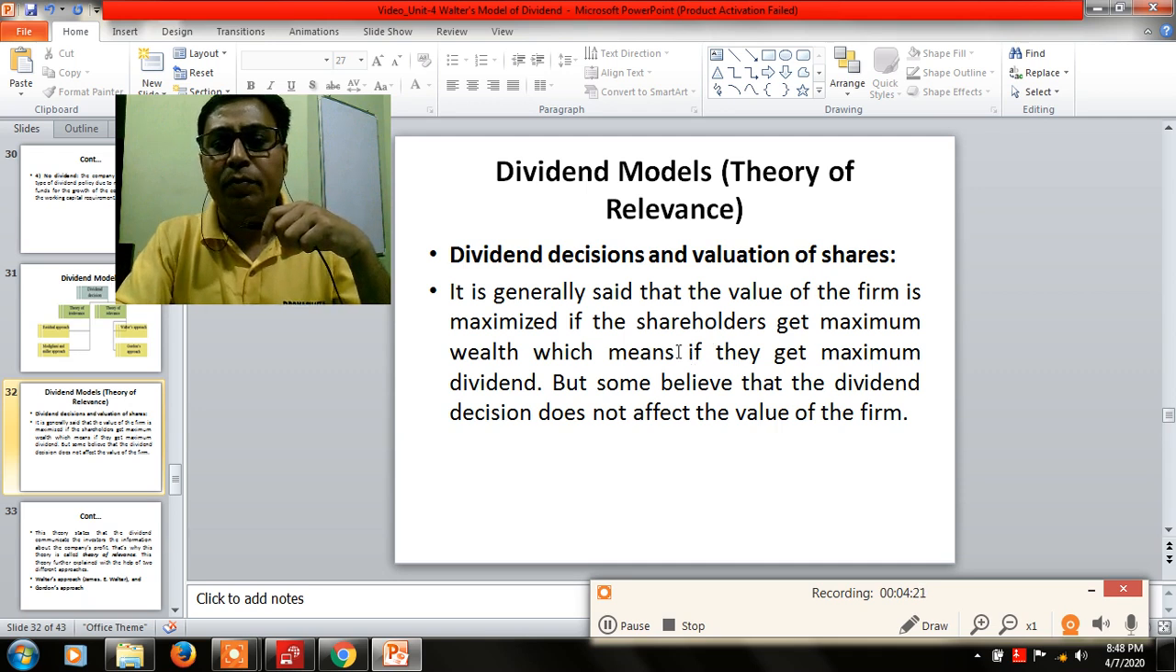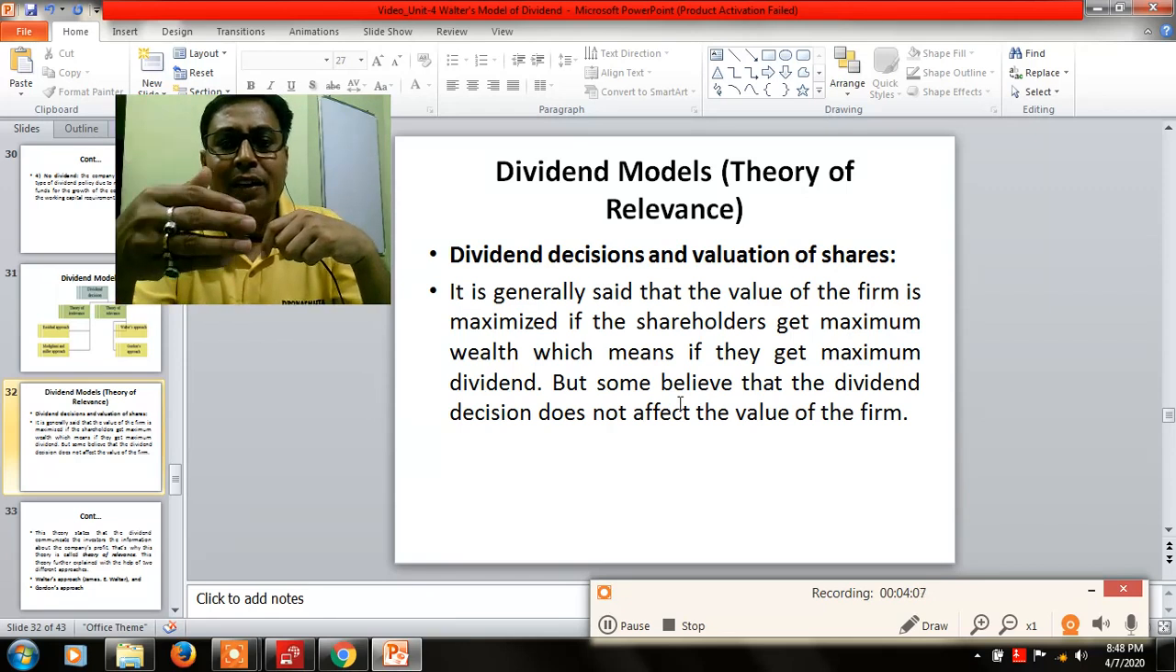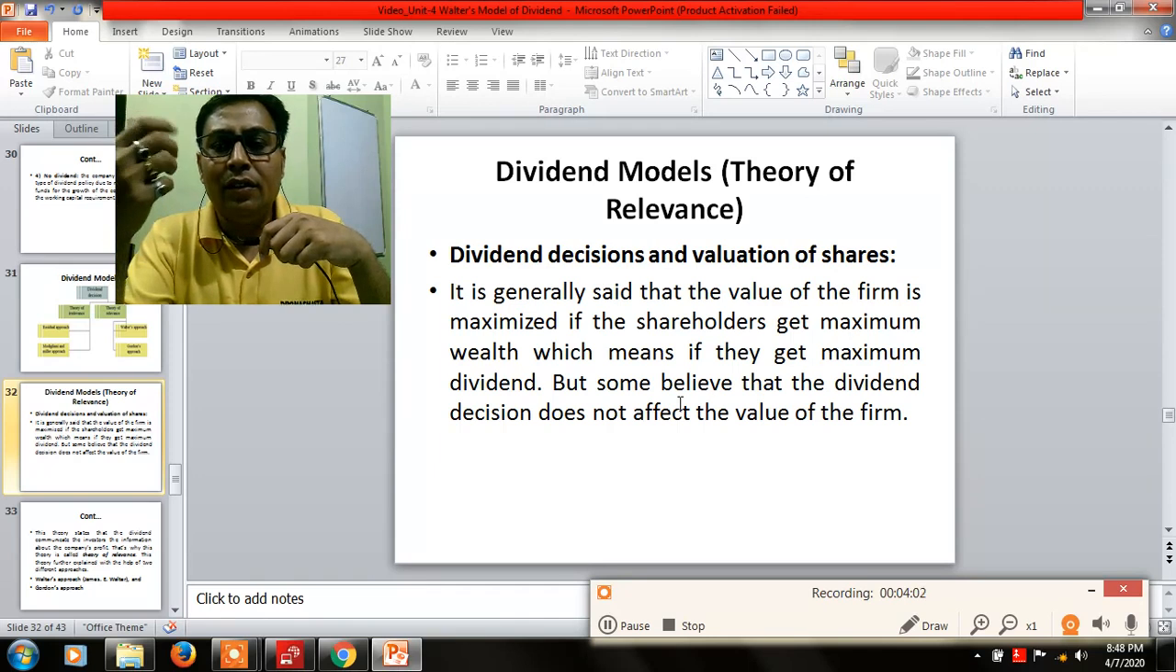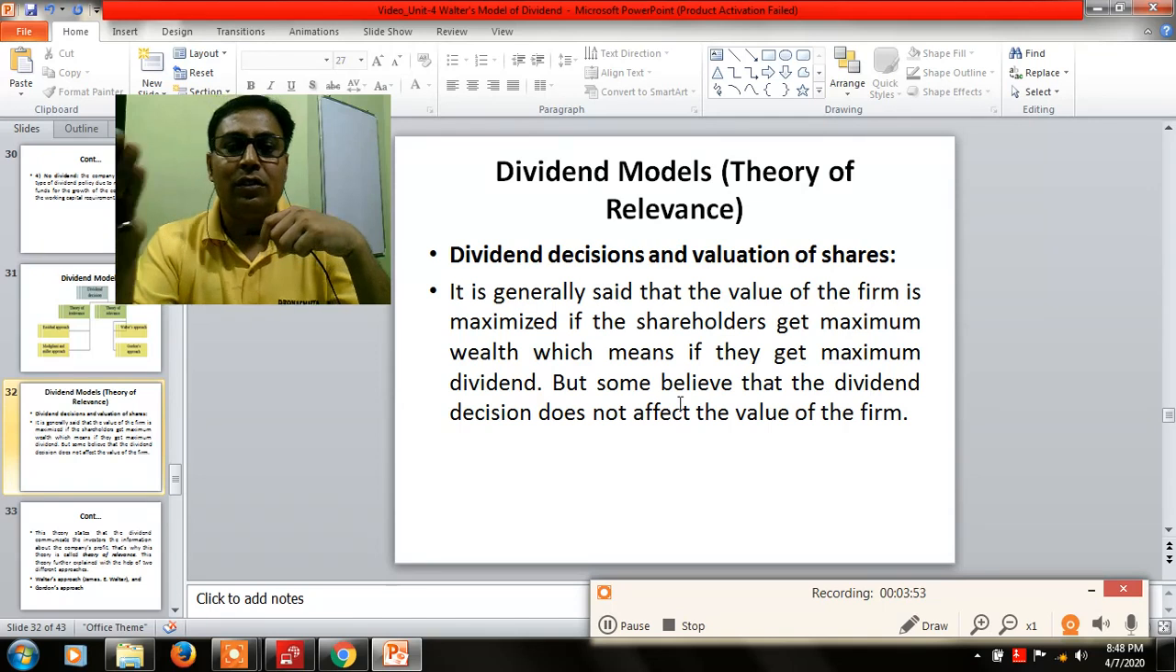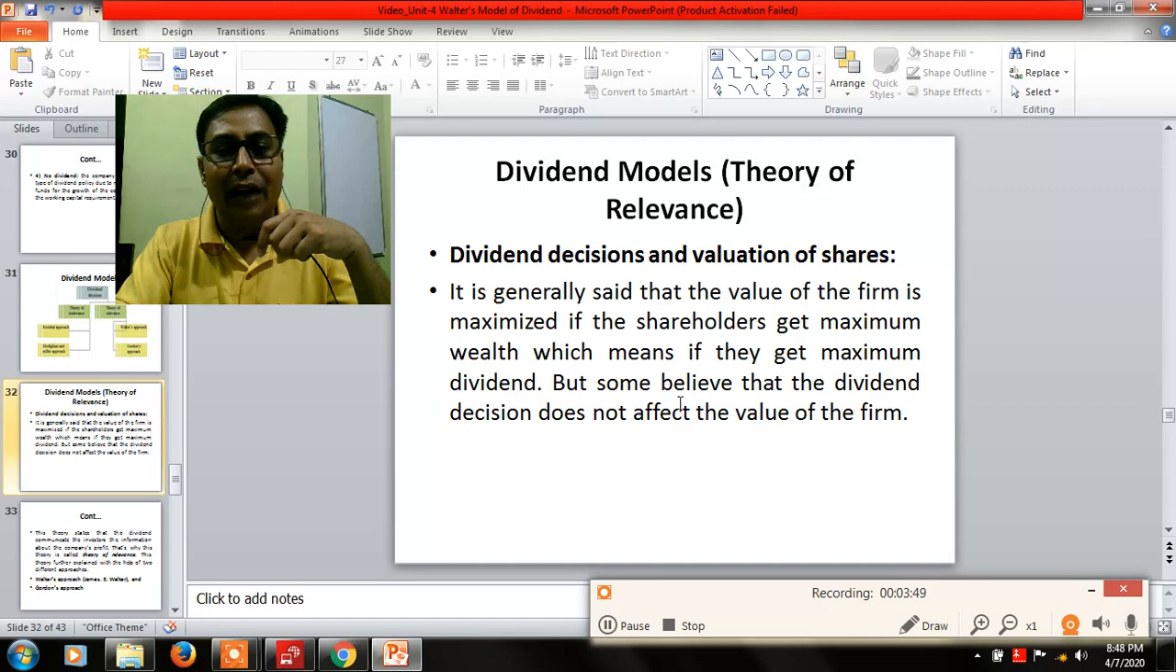Dividend decision and valuation of share is done on the basis of applying this model. It is generally said that the value of the firm is maximized if the shareholders get maximum wealth, which means if there is any earning from the business, the earning must be divided among the shareholders as a dividend, and if it is divided, the market value of the firm or the market value of shares will increase in the market.